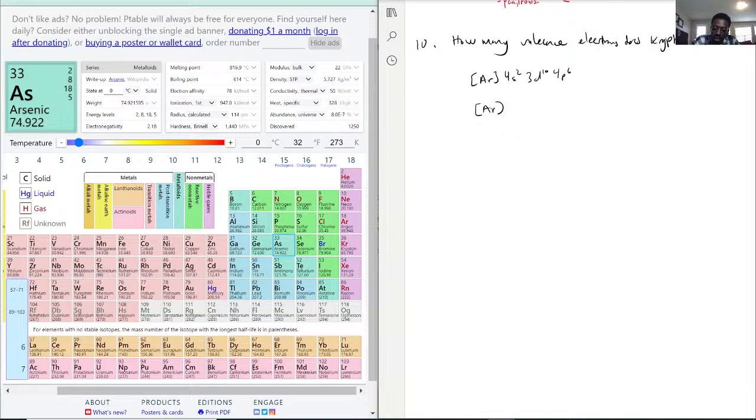So if we reorganize this, it would be Ar, 3d10, 4s2, 4p6. And now it's asking us how many valence electrons does Krypton have. Okay, so we use this here to find out. And there's actually a formula.